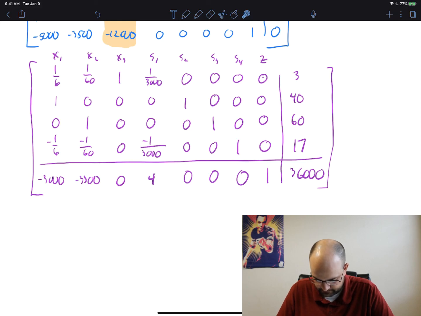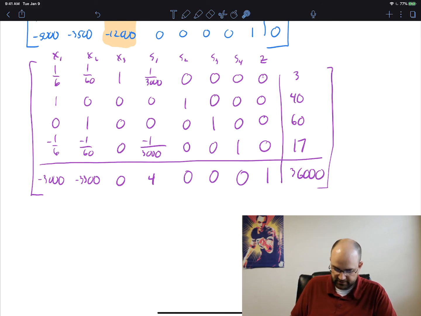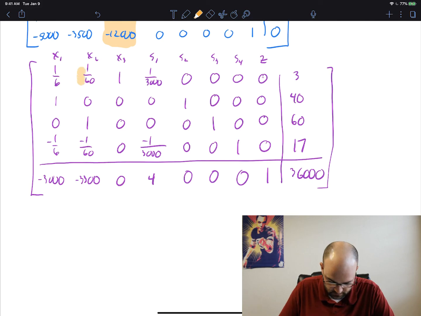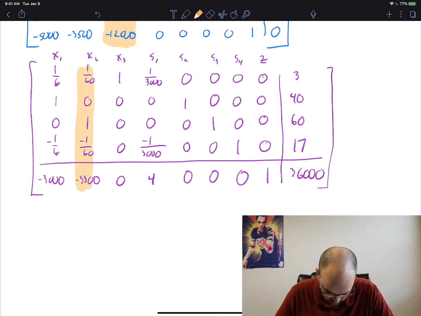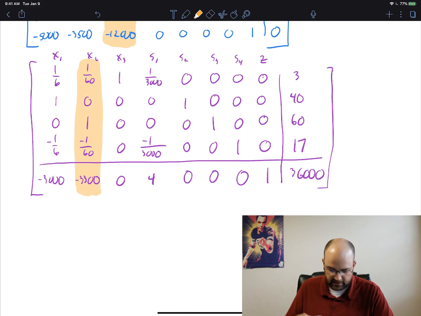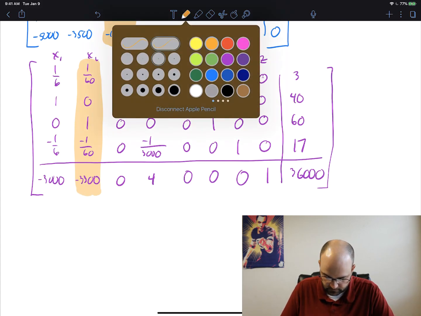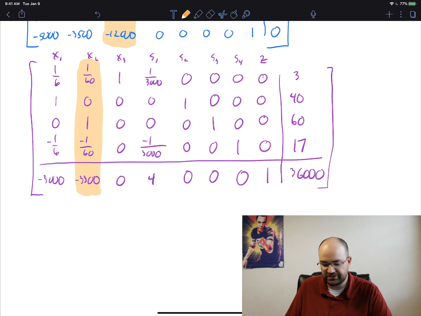Anyway, now that we have this, we want to find the pivot again. To do that, looking at the indicators, down here, everything to the left of the 1 here, the most negative value is negative 3,300. Now, negative 3,000 is close, but negative 3,300 is our actual pivot column. So this will be our pivot column here. And now we need our pivot row. To figure that out, we need to do division.